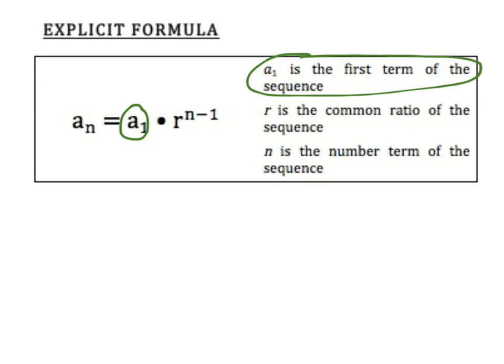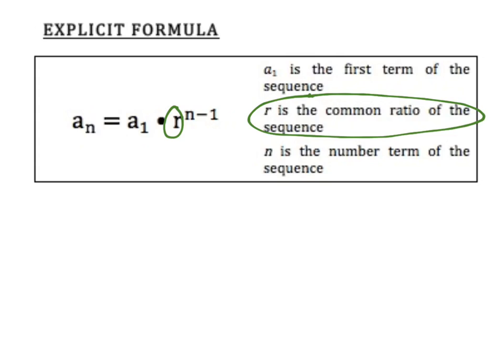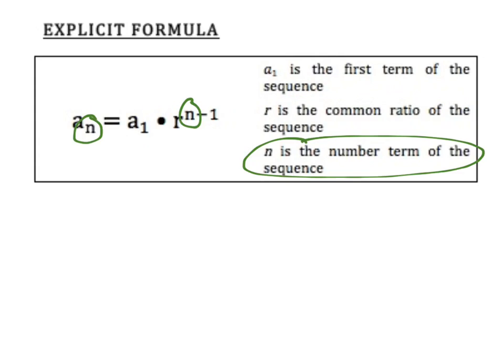Okay, a sub 1 is the first term of the sequence. That is part of the formula. The first term is what we start with. R is the common ratio of the sequence. And n is the number term of the sequence. So a sub 5 would be a sub 1 times r to the power of 5 minus 1.